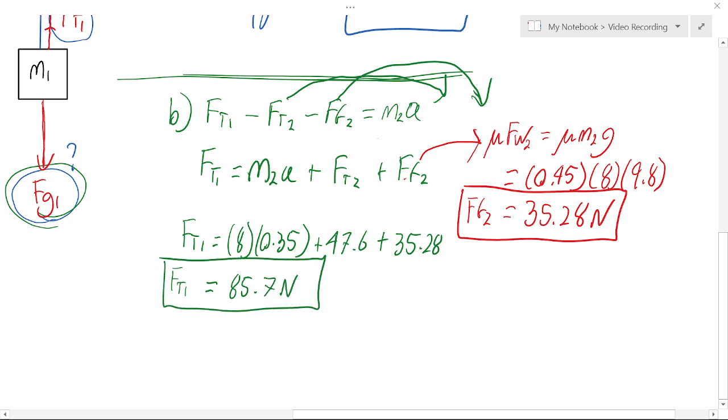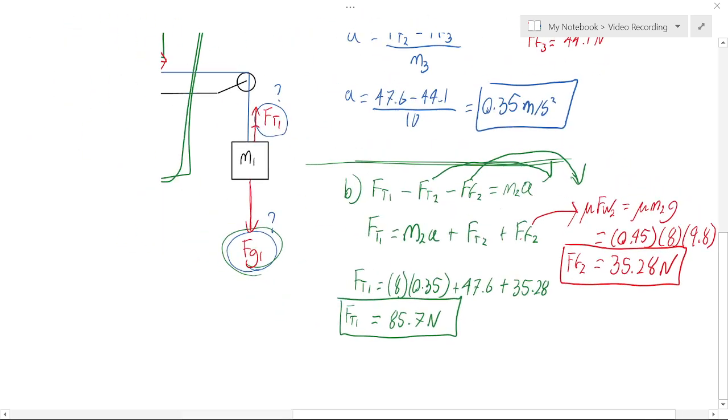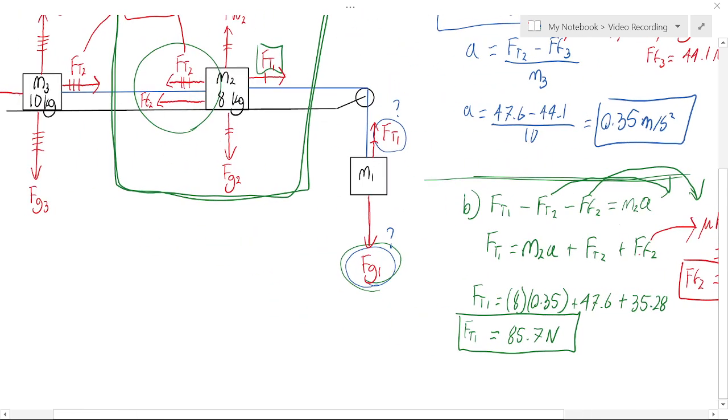Okay, so the tension in that rope is much higher, which makes sense if you think about it, because the first rope on the left is pulling only M3, but the second rope is pulling M2 and M3, so it needs to have more tension.